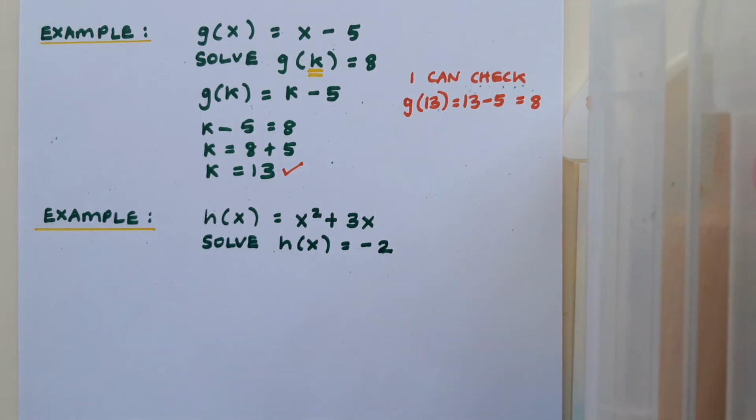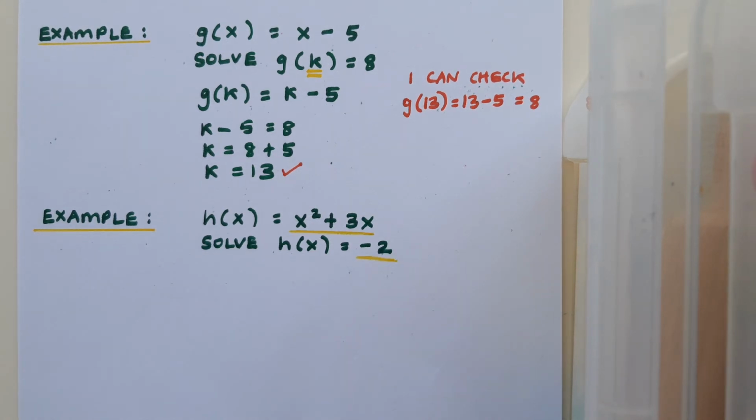Here's another example. In this example, h of x equals x squared plus 3x. I want to solve h of x equals minus 2. So again, I'm solving. So I'm told the output, and I want the input. And this time the input has just been called x. So I want to find x as my solution. So my function is called h of x, and my output has also been called h of x. So I can let these two things be equal.